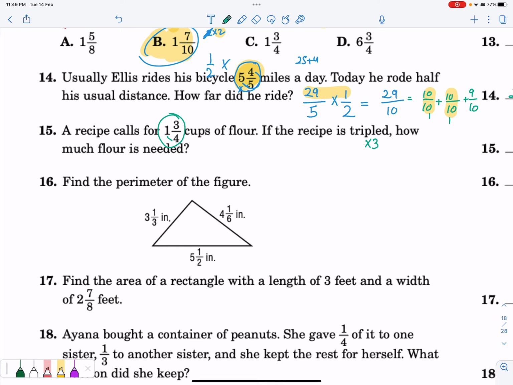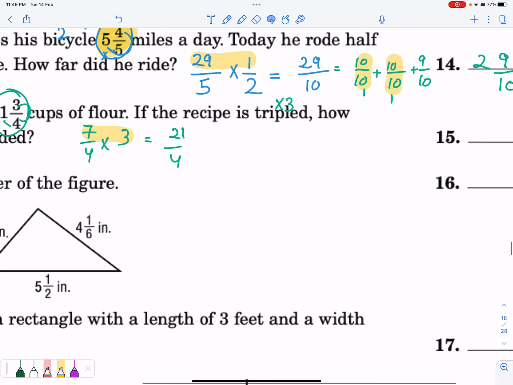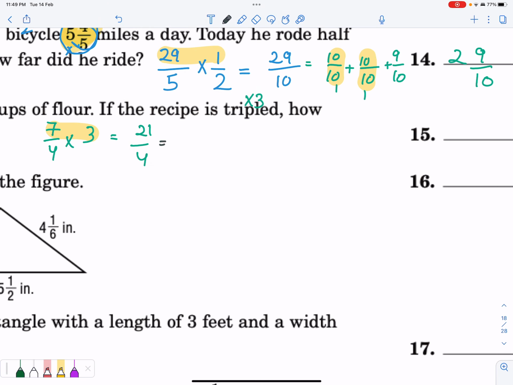So 1 times 4 is 4, plus 3 is 7 over 4. Now you can multiply that by 3. So 7 times 3 equals 21 over 4. Now 21 over 4 is again an improper fraction that you need to write as a mixed number. So you're gonna say, let's cut the 21 into parts. So it's gonna be 4 over 4 plus 4 over 4 plus 4 over 4 plus 4 over 4, plus 4 over 4.